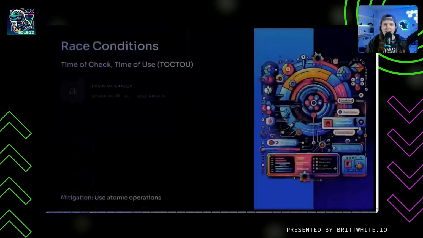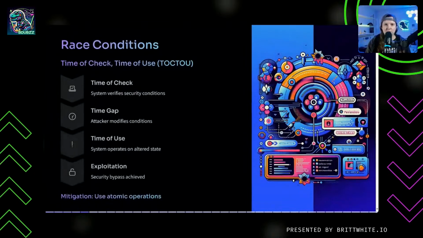Next, we have race conditions, or TOC/TOU, which is time of check to time of use. This is when a system checks something, like if a file is there, but an attacker changes it in that split second before the system uses it. Imagine grabbing a sale item. You check the price, but someone swaps the tag before you can pay. And now you're out extra cash.